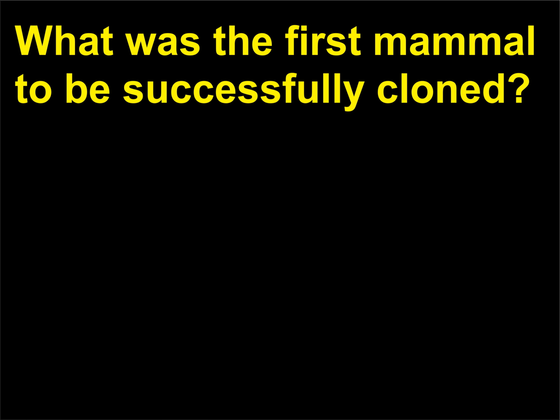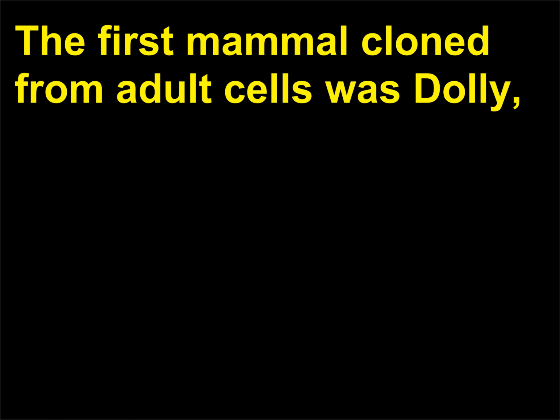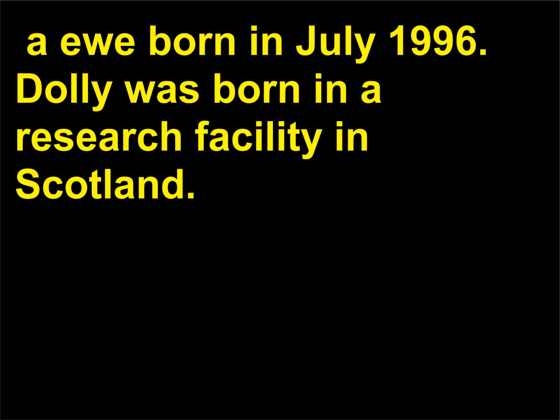What was the first mammal to be successfully cloned? The first mammal cloned from adult cells was Dolly, a ewe born in July 1996. Dolly was born in a research facility in Scotland.